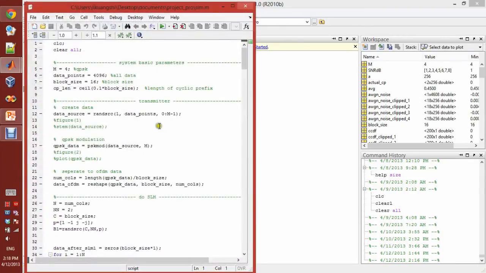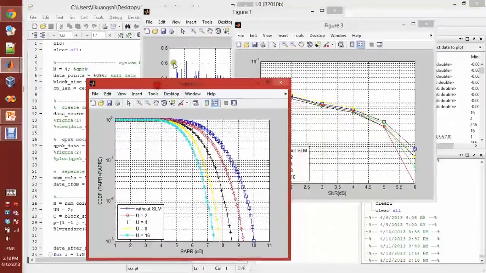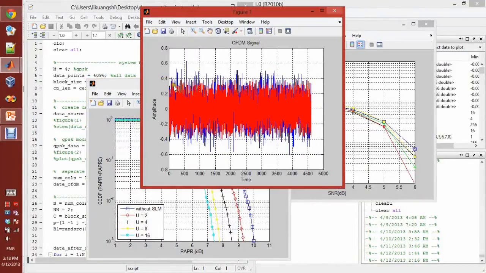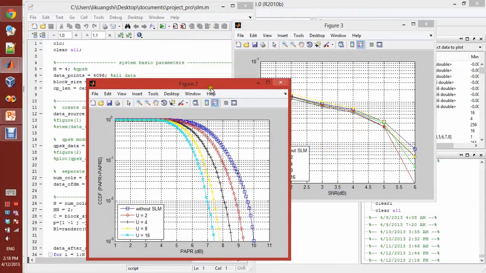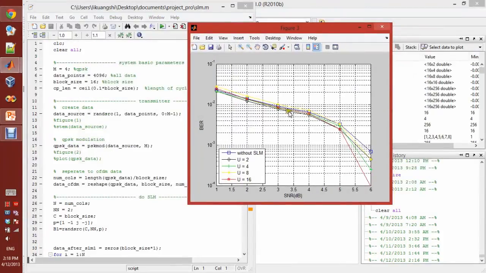And I'll show you the SLM. This is the signal after doing SLM, the red one. This is the comparison of different SLM vectors. This is the CCDF of the SLM system.